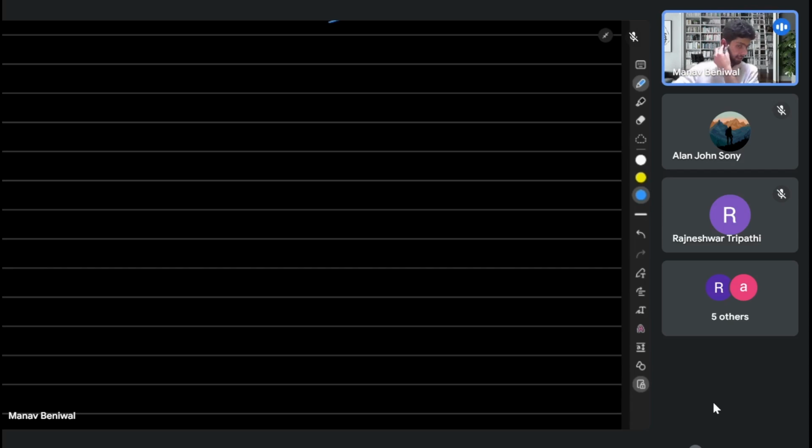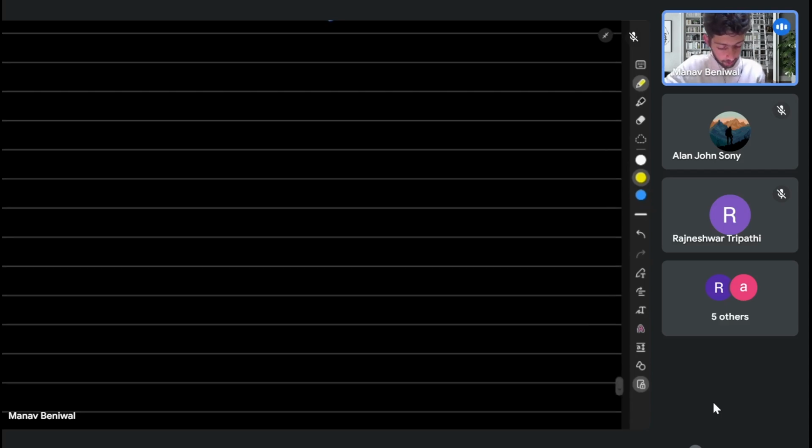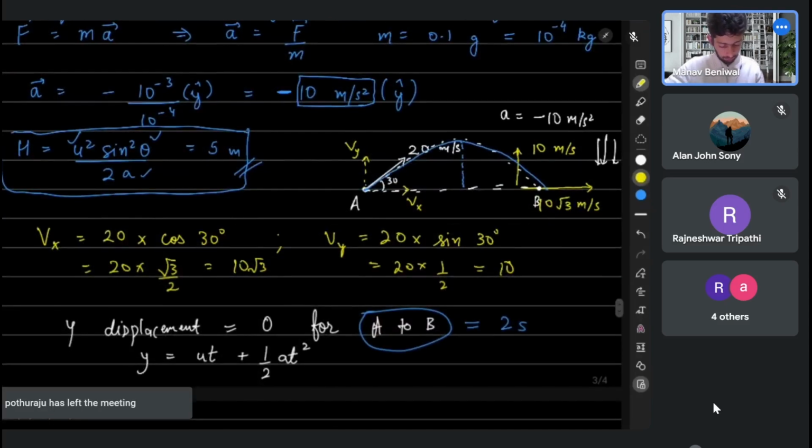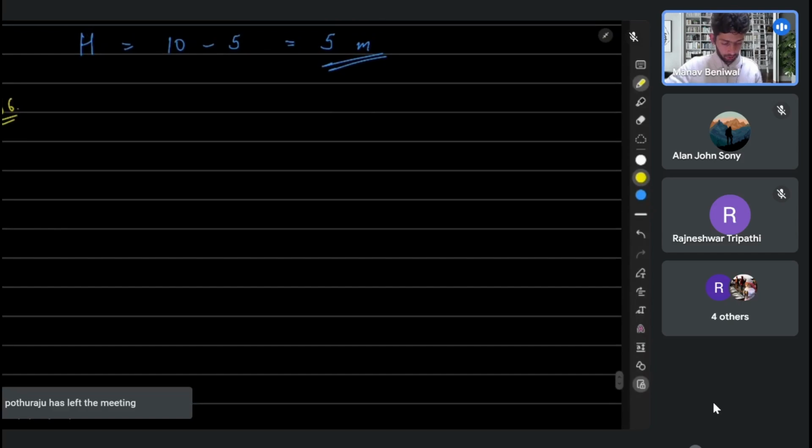Having done this, we can now move on to Millikan's oil drop experiment, because that is where we have a charge which moves in a uniform electric field. So let's solve a couple of problems related to Millikan's oil drop experiment. So I guess this will be question number 6. I'll just check once. Yeah, this is question number 6.